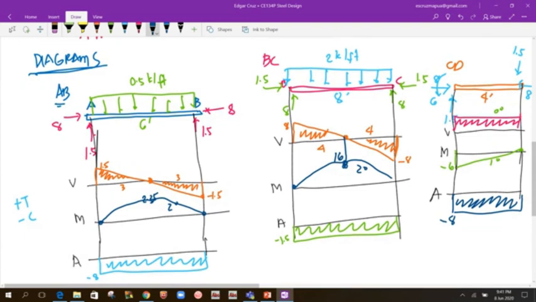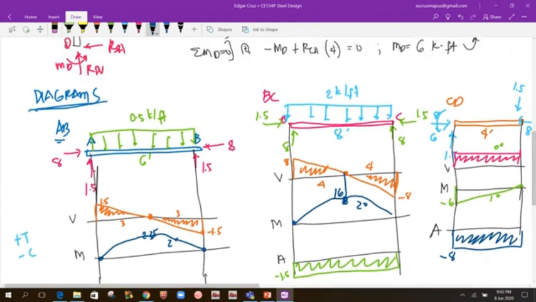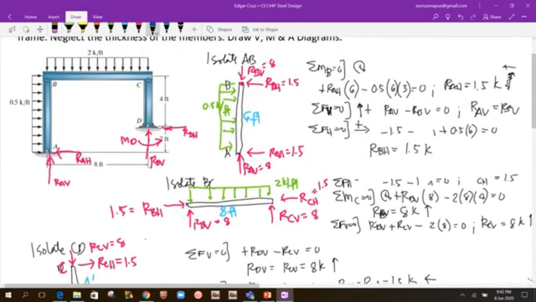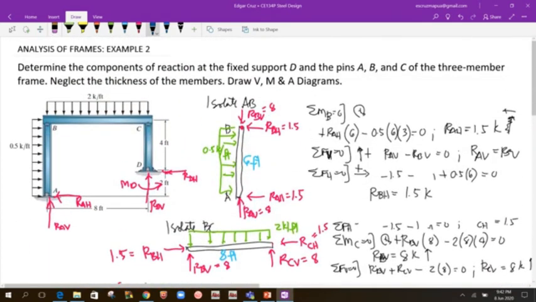Okay, so basically yan ang magiging kompletong shear, moment and axial diagram ng frame na given, consisting of 3 members, AB, BC, and CD. Okay, so simple lang. So I hope you have learned out of this simple problem.